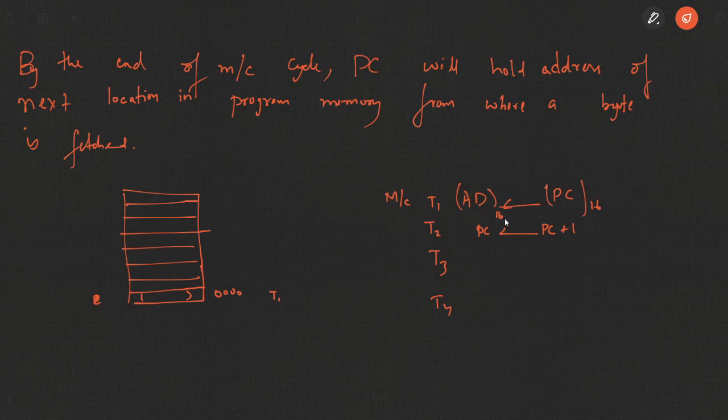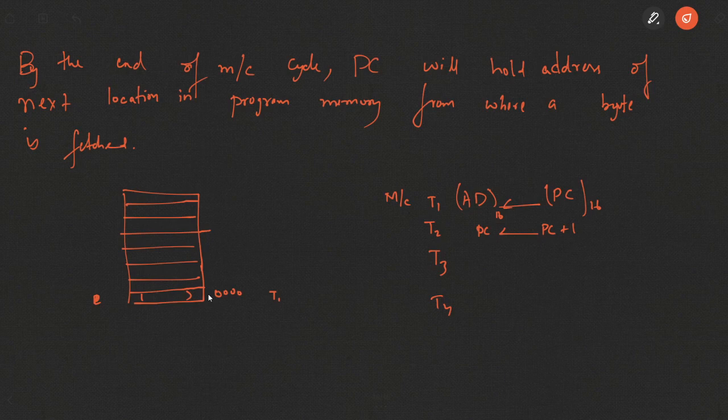So the PC was already incremented in the T2 state of the previous machine cycle, and it is already pointing to a location from where it has to start the execution of the instruction. This memory location is already stored in the PC. The microprocessor needs to know this address, so where will it get it from? It will get it from the program counter.